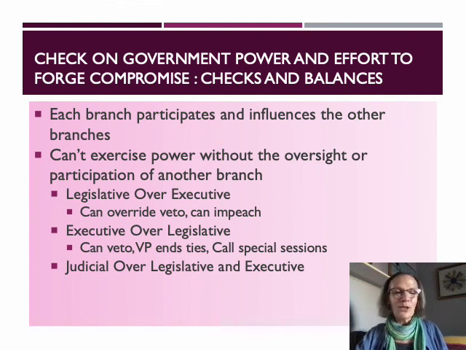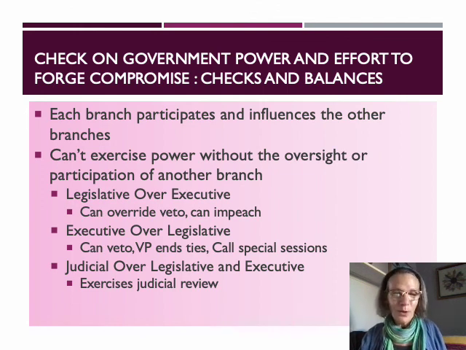And then the judiciary has oversight over both the executive and legislative branch, in particular through judicial review. That is, if a law is thought to be unconstitutional, or an action of the executive branch is thought to be unconstitutional, and the Supreme Court says, yes, indeed, that's an unconstitutional law, it's nullified. And if the Supreme Court says that an action of the executive branch is unconstitutional, it is nullified. So all of these are examples of checks placed on government through checks and balances.